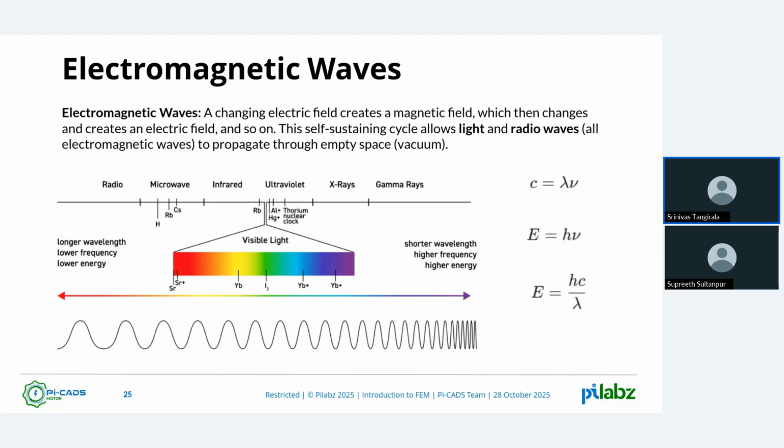So on the one hand, red obviously has the highest wavelength, and violet has the shortest wavelength in this electromagnetic spectrum. So longer wavelength, lower frequency, lower energy.